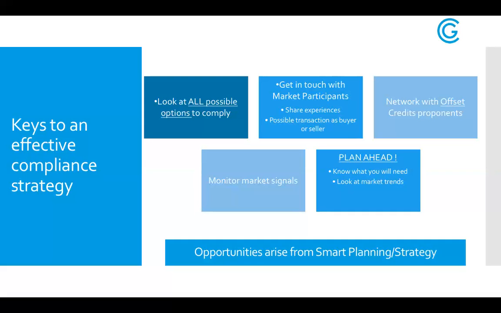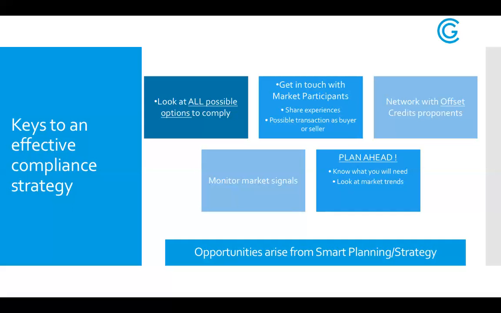As a third bullet here, we talk about networking with offset credits proponents. Of course, it's important to know these people. It's important to know where to call, who to talk to, and we can certainly help as a partner in this market. With our extended network, we can help you connect with those who have offset credits available. We monitor, and you should monitor, the market signals as well.